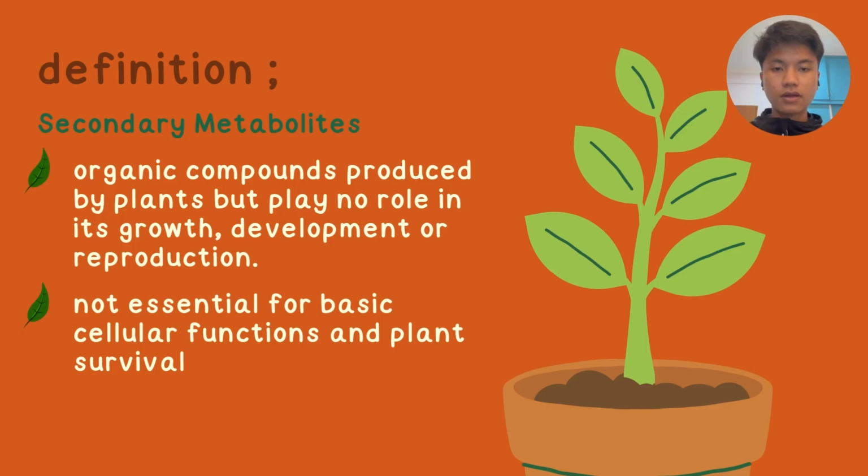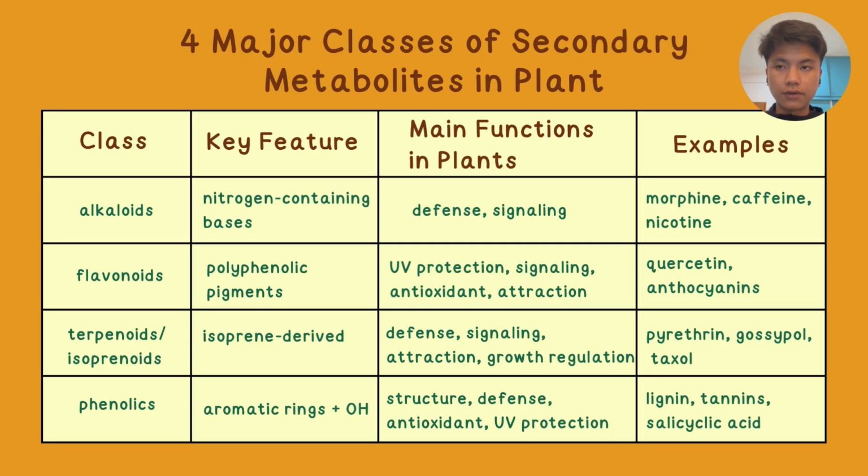pharmaceuticals. Secondary metabolites can be defined as organic compounds produced by an organism but play no role in its normal development. Secondary metabolites frequently play a crucial role in the plant defense, but they are not essential for the immediate survival of the plant. So there are four major classes of secondary metabolites in plant.